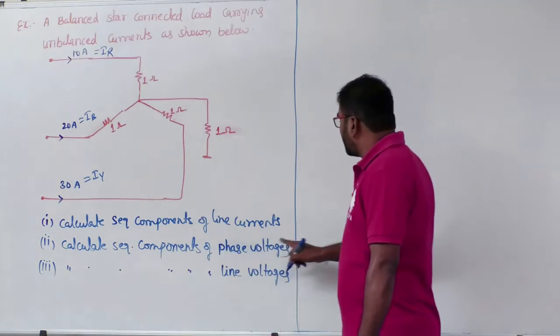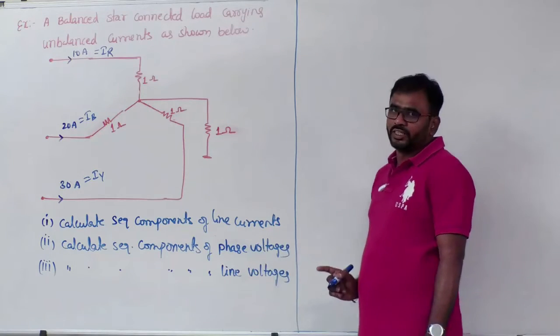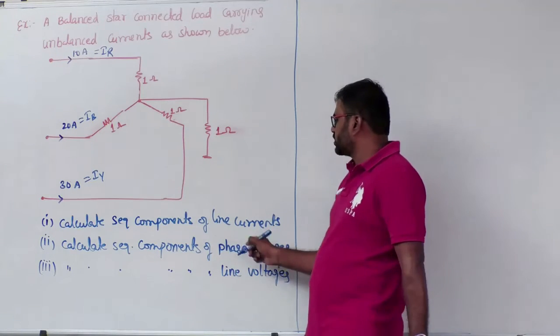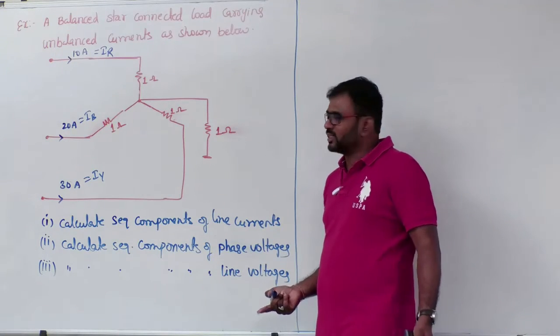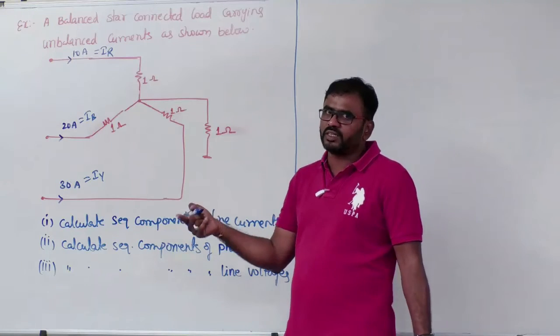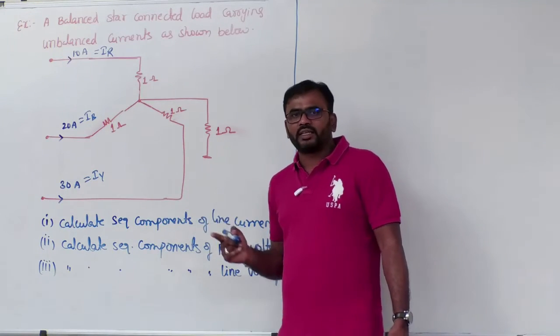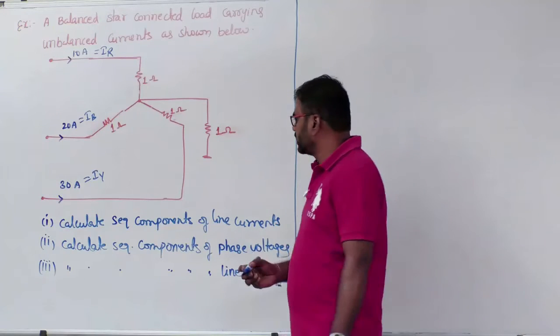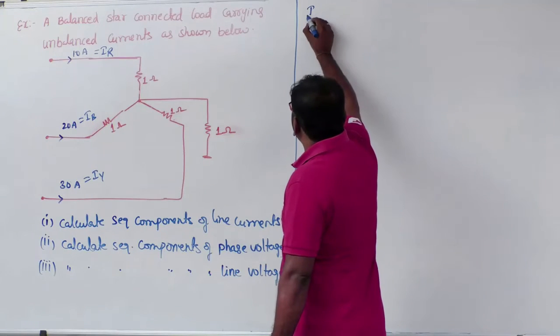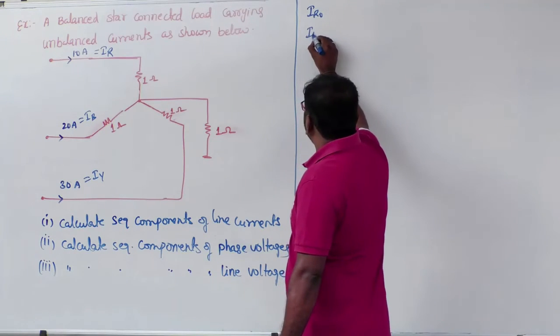Calculate the sequence components of phase voltages and line voltages. First we need to calculate the sequence components of line currents. One thing, sir: the sequence components of line currents and phase currents are both the same. Why? It is a star connected load. For a star connection, line current equals phase current. Let's calculate IR0, IR1 and IR2.